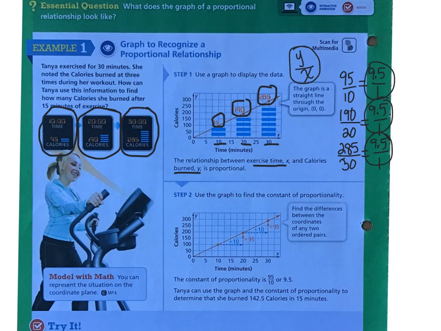In all three instances, the calories burned is 9 5/10 for every minute that she exercises. This is a proportional relationship because in this problem, our K value, which remember is also called our unit rate, can be found by doing that division. So our K value here is 9 5/10. Now we can use the graph to find that constant of proportionality.